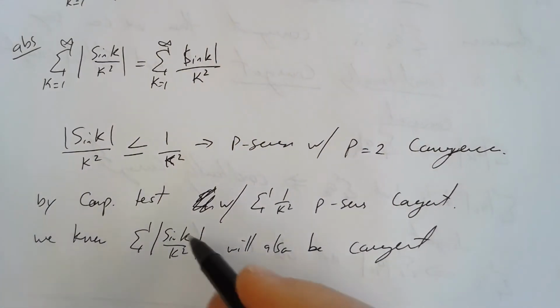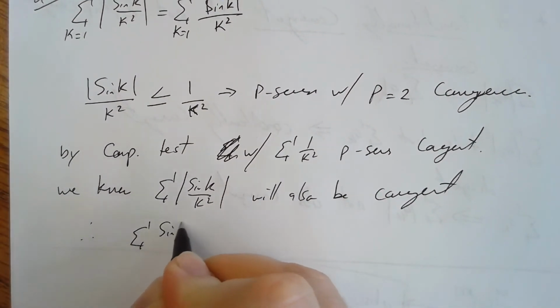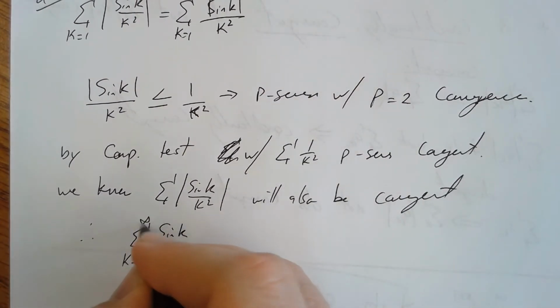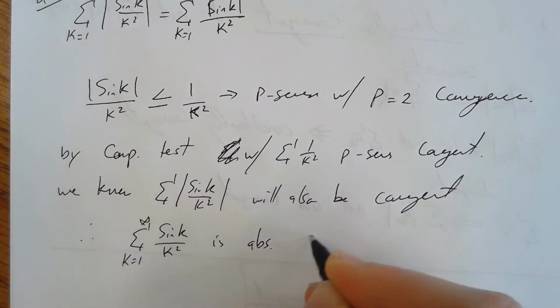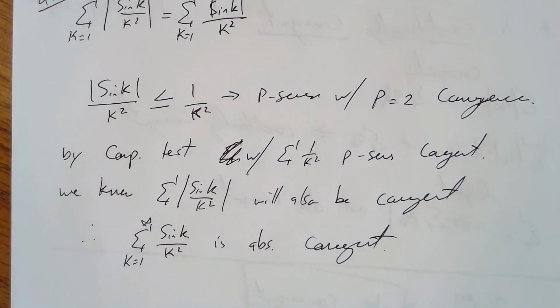So I know that this is convergent. Therefore, the original series, not the absolute value, but the original series, is absolutely convergent. And we're done, because if it's absolutely convergent, it can't be conditionally convergent, and it's definitely not divergent. So that's how to do that particular problem.